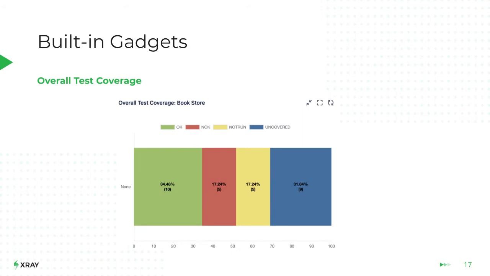Now let's take a look at the built-in gadgets. You can add these gadgets to your personalized dashboards in Jira. This is the overall test coverage. It allows you to know what is the coverage for our sprint backlog at this time, and you will know how much coverage you do have for different items, which have passed, which have failed, what is still pending execution, and how many items you have without any coverage at all.